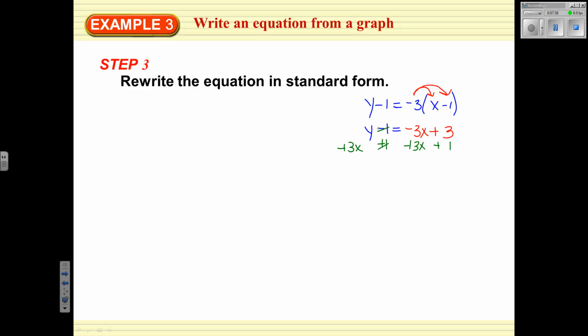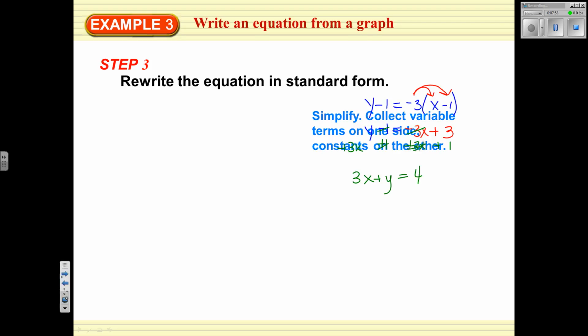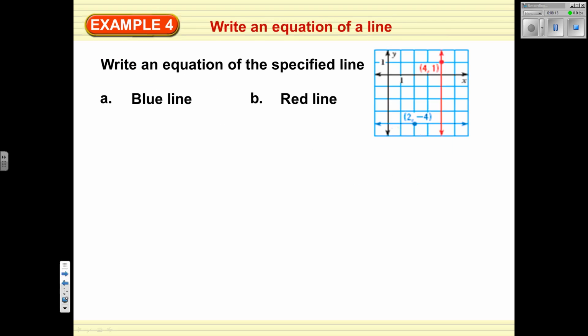My 1's cancel out, and on this side I have 3x plus y. And on this side, my negative 3x and positive 3x cancel out. And then 3 plus 1 is 4, and I believe that is what they show as the answer. 3x plus y equals 4. So very similar. We're using point-slope form, and all we're doing is taking that point-slope form and manipulating it around. That's a lot of what this is, just manipulating equations, moving things from one side to the other and understanding how those work.